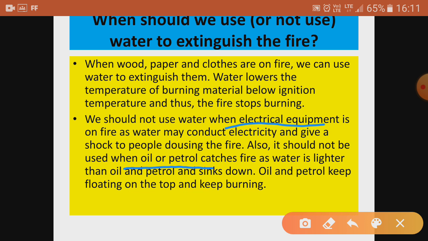So in these two cases we should not use water to stop the fire. The reason is written here: because water conducts electricity, and because oil and petrol are lighter than water, they will float over the water and still have the fire.